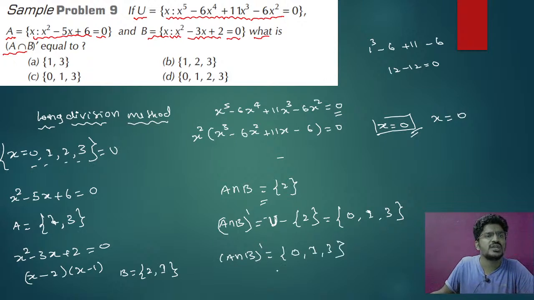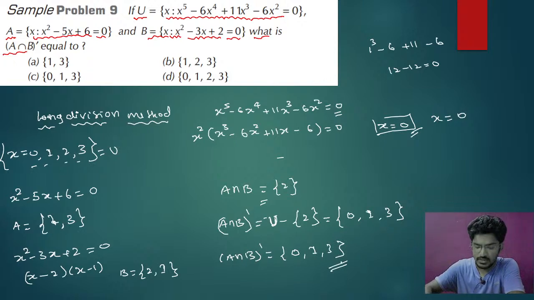So what have they asked? They have asked (A intersection B) complement. Therefore, {0, 1, 3} is your answer. Clear?